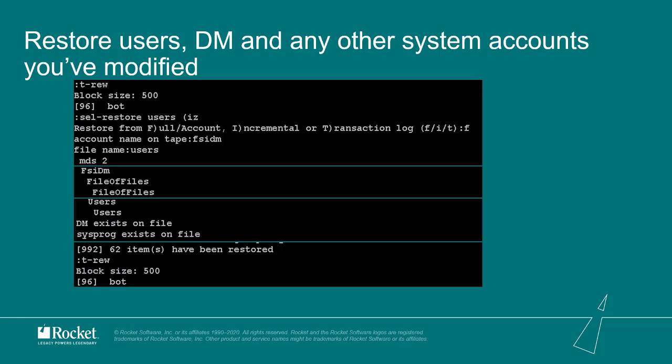Answer F to restore from a full save tape. Account name on tape is FSIDM. The file name is users. And when that's done, do a T rewind.